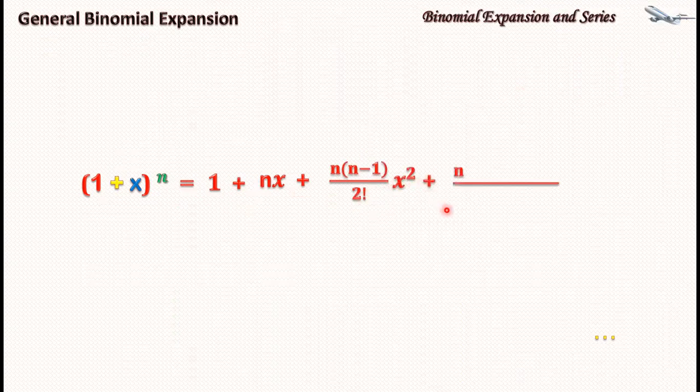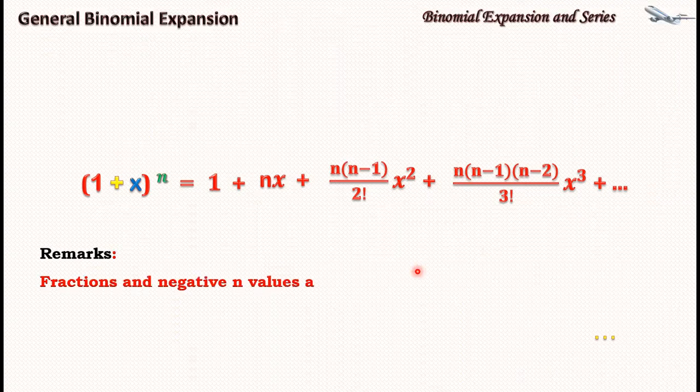The general form is written as (1 + x) to the power n is equal to 1, the coefficient here is 1 normally, plus nx plus n(n - 1) over 2 factorial x squared plus n(n - 1)(n - 2) over 3 factorial x cubed, and it continues. Like with the first case, if n is a natural number, we have a finite number of terms. However, if n is not a natural number, then we might end up with an infinite number of terms in the series.